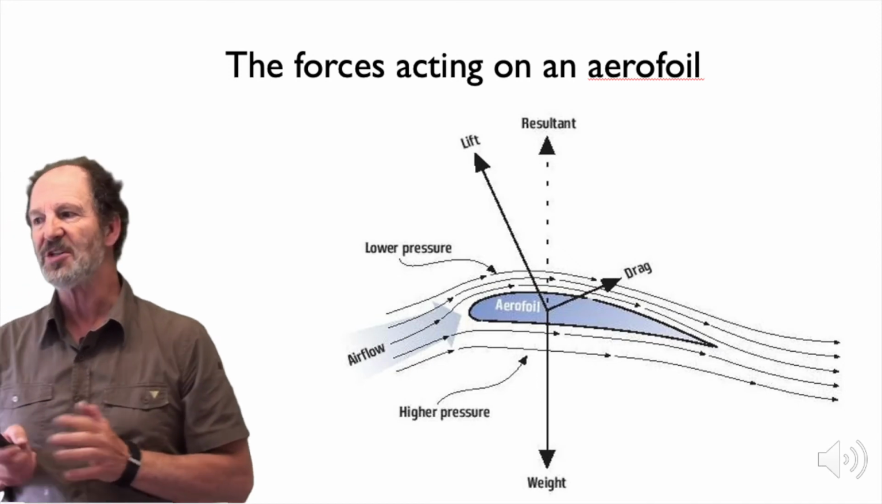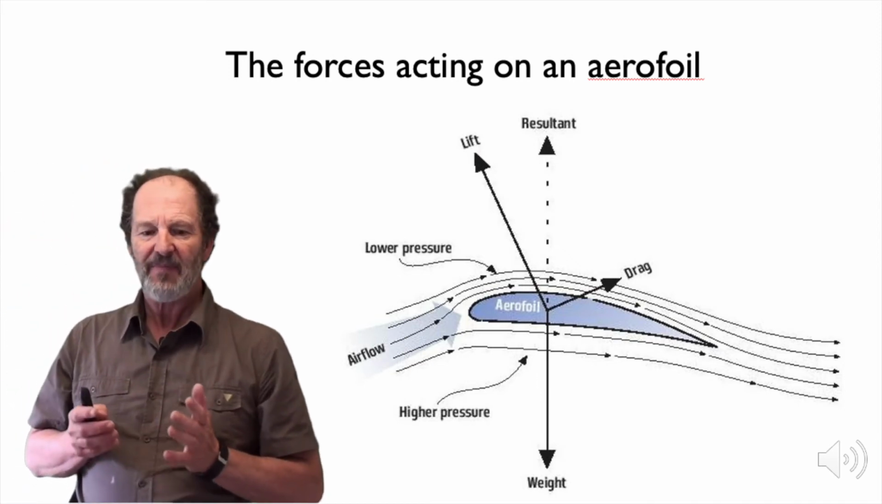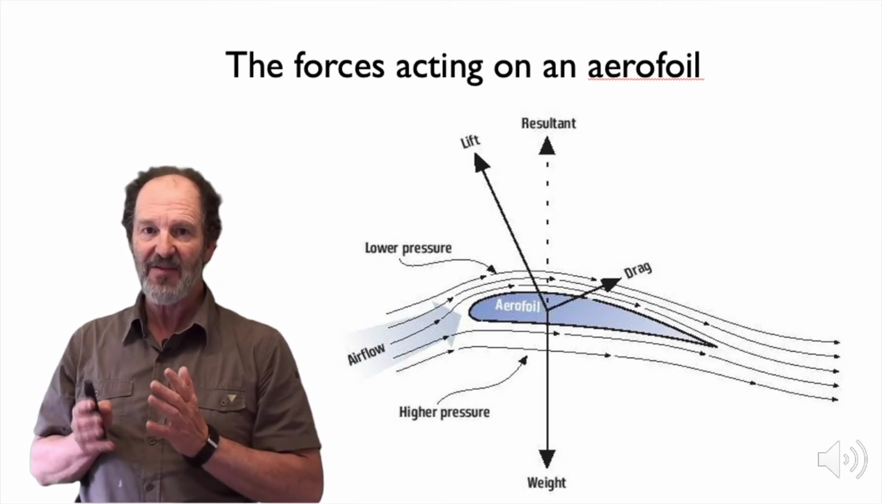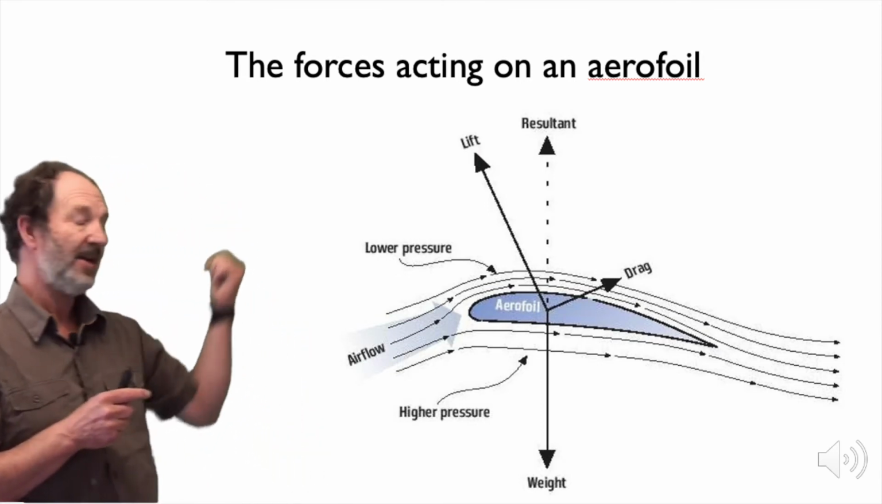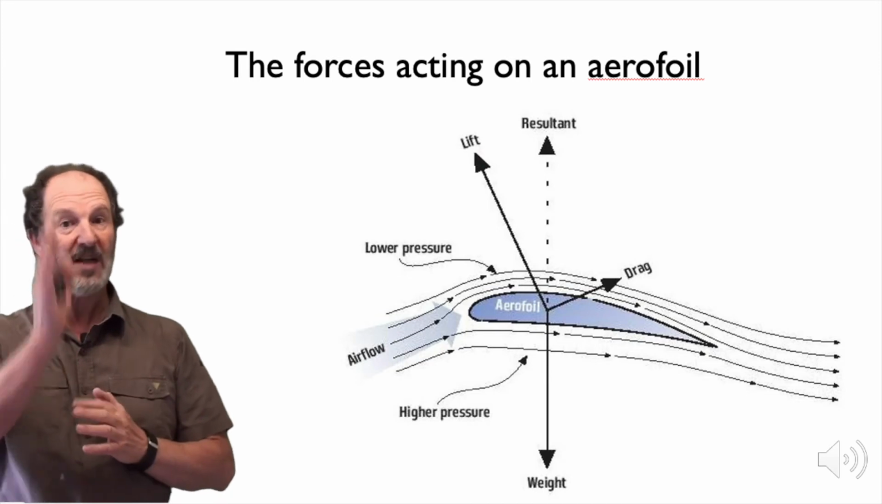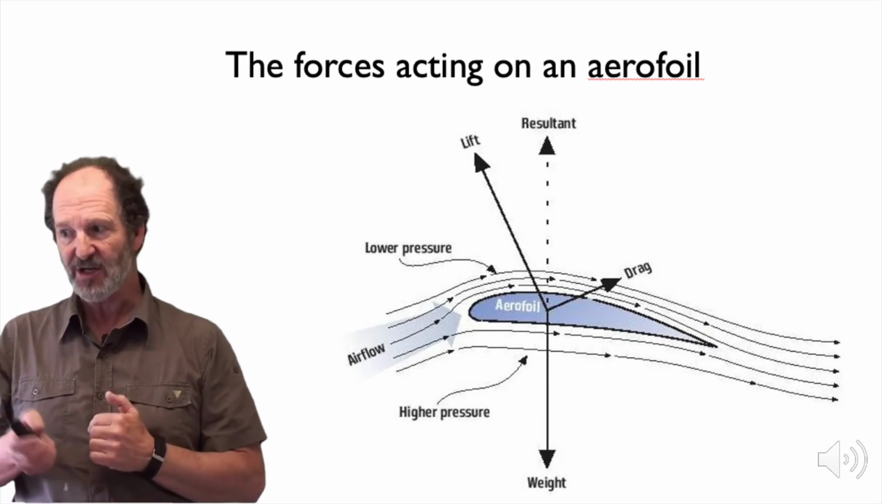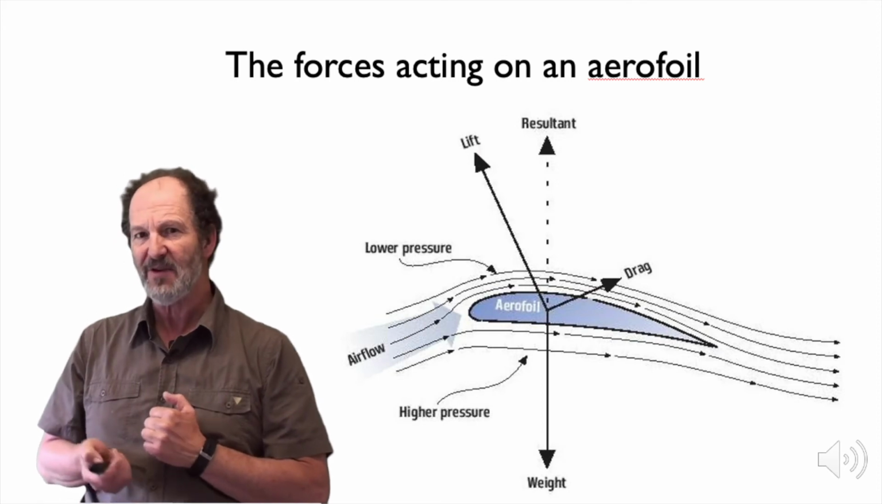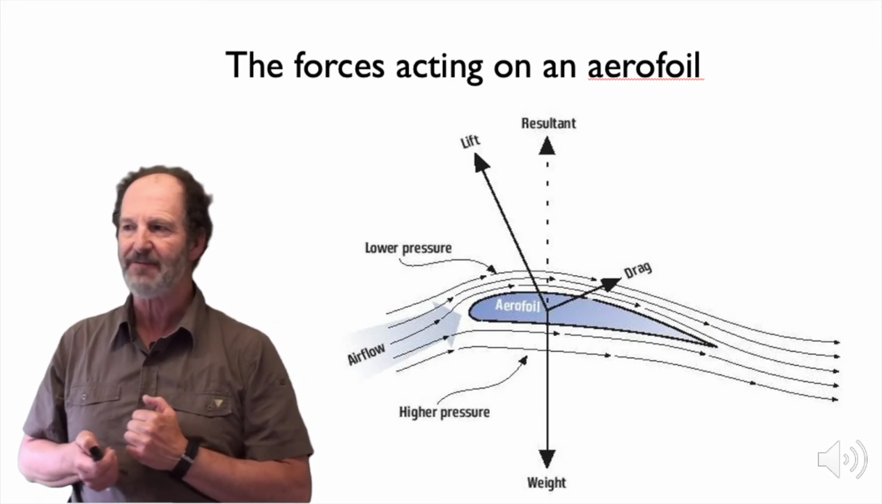So those are the forces: the weight, the drag and the lift. If you combine all the force of the lift and the drag together, they form, see the dotted line here, the resultant, and that is always vertical or diametrically opposite the weight. So those are the forces on an aerofoil. We'll come back and revisit this later on in another session.